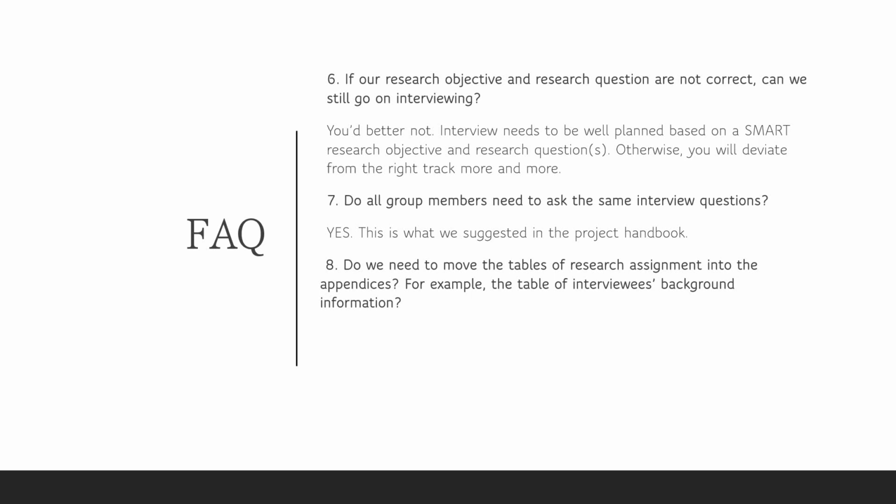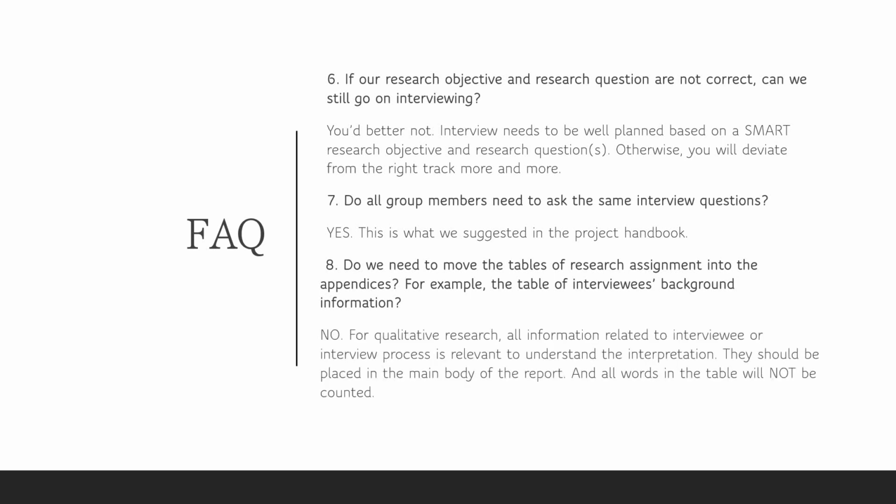And do we need to move the table of research assignment into the appendices? For example, the table of interviewees' background information or the table of data collection procedures. In week 4, you can find these 2 tables, one in red, one in blue, in the course slides. We strongly suggest you keep these kinds of tables in the main body of your report. You don't need to worry about the word count, because all the words in the tables will not be taken into account for the word count. And that information about interviewee background and interview process is very relevant for your readers to understand whether your interpretation is correct.